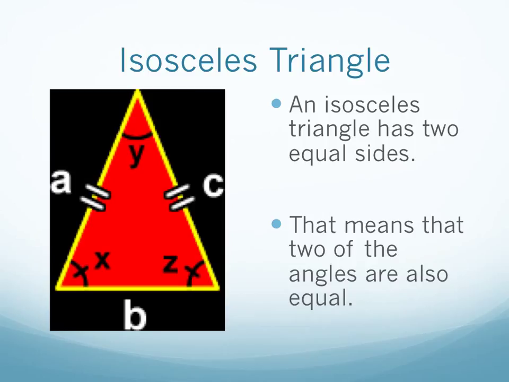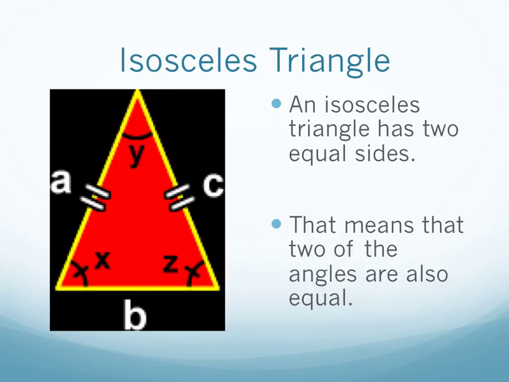An isosceles triangle has 2 equal sides. That means that 2 of the angles are also equal. Take a look at this sample picture. Side A and C are the same length. Because of the way the isosceles triangle is constructed, since those 2 sides are the same, the angles opposite those are also the same measure. In your flip book, write down the definition for an isosceles triangle and do your best to draw the example.